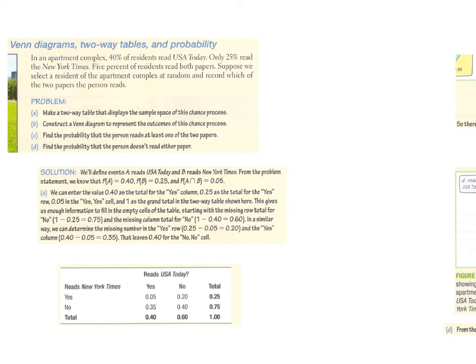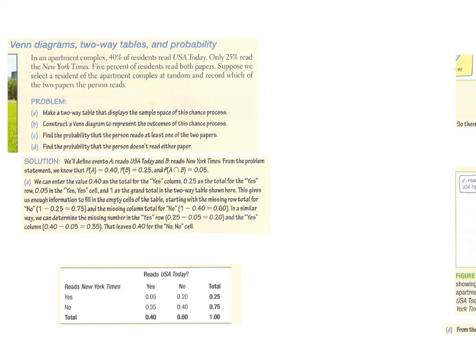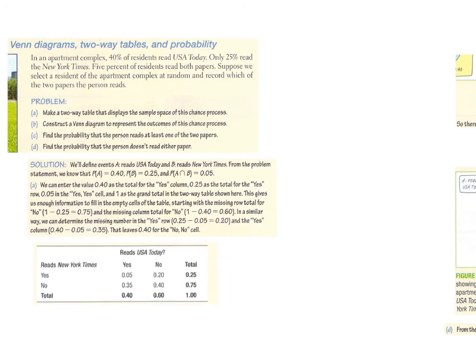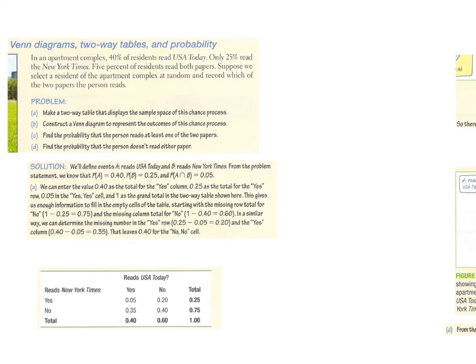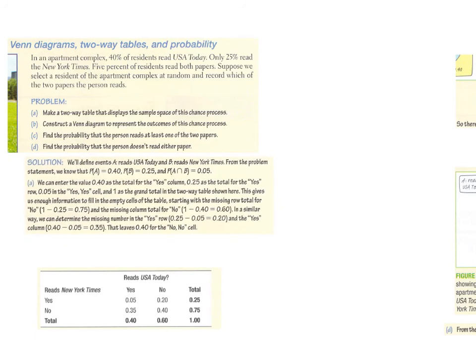We're making a two-way table that displays the sample space of this chance process. Construct a Venn diagram that shows us the outcomes. Find the probability that the person reads at least one of the two papers. Find the probability that they don't read either paper. So let's look at what's written out here with our solutions. I think this will be a lot less messy.